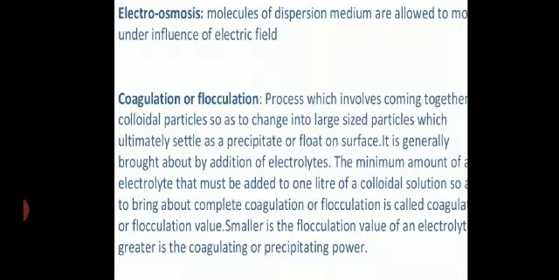Coagulation or flocculation, precipitation, is a process of aggregating together the colloidal particles so as to change them into large size particles which ultimately settle as a precipitate. We said that blood is coagulated. What does it mean? Blood has got precipitated, because blood is a colloidal solution. When the colloidal particles come closer together, they aggregate, form bigger particles and settle down as a precipitate. That is called coagulation or precipitation.